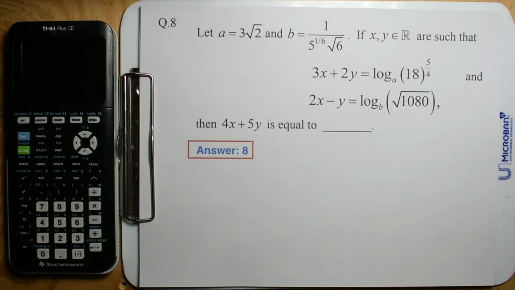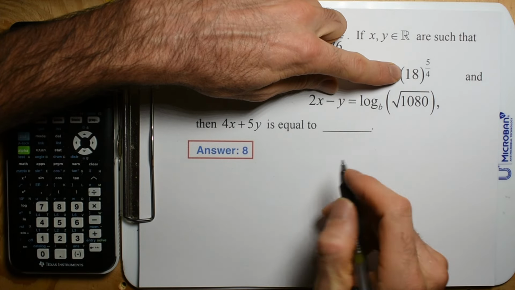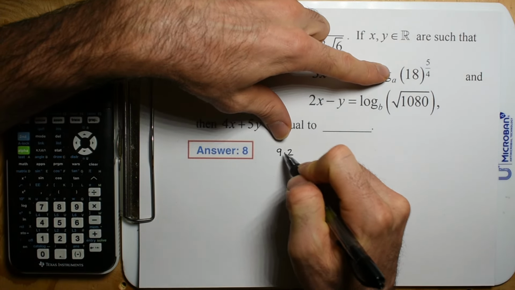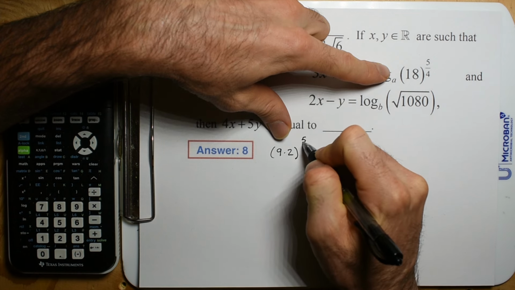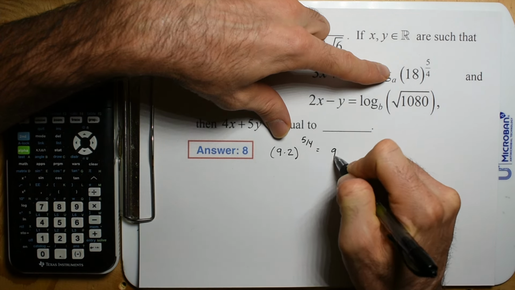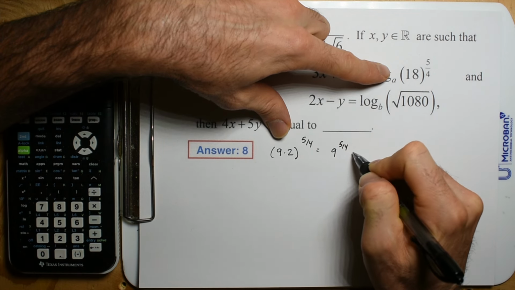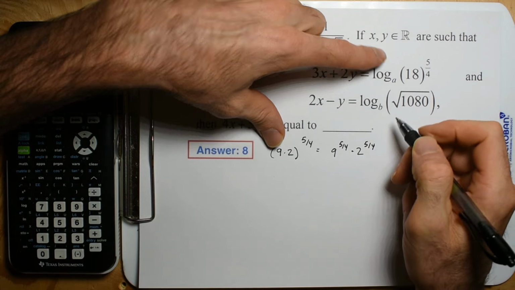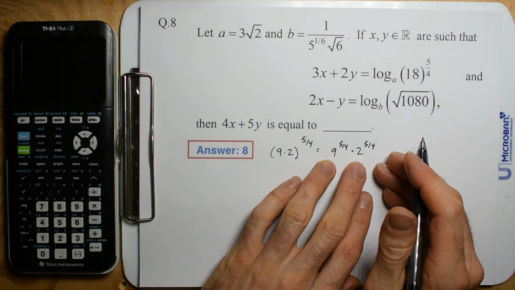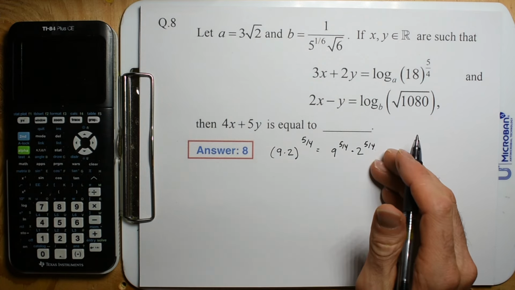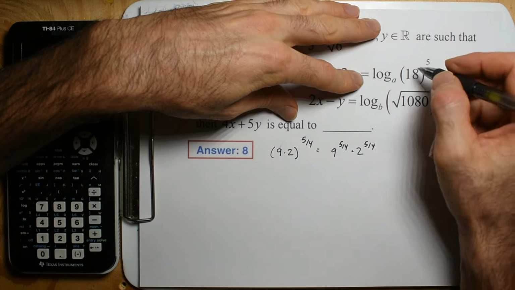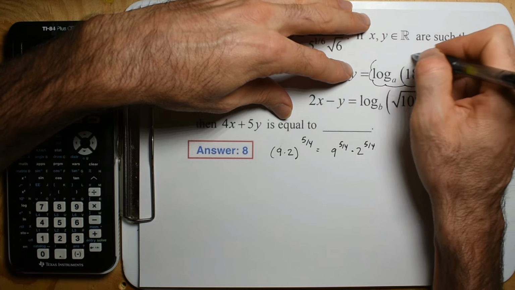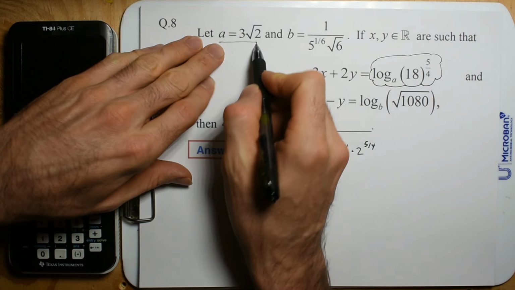Okay, so I think we were on a roll with this one, you know what I mean? So we said 18 is 9 times 2, and that's going to be to the 5/4. This is going to be 9 to the 5/4 times 2 to the 5/4. And I think we get it, even from this perspective. But now we have to look at, again, what this means, because it gives what a is up here.